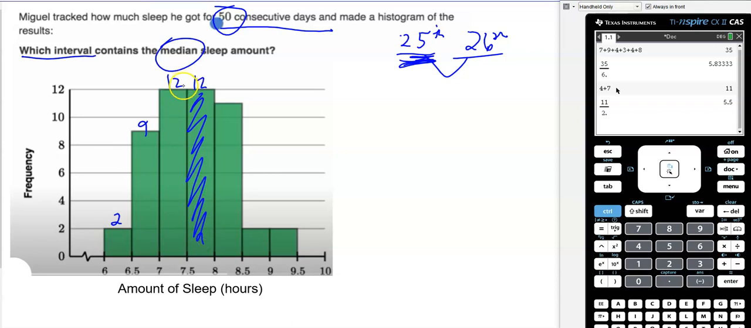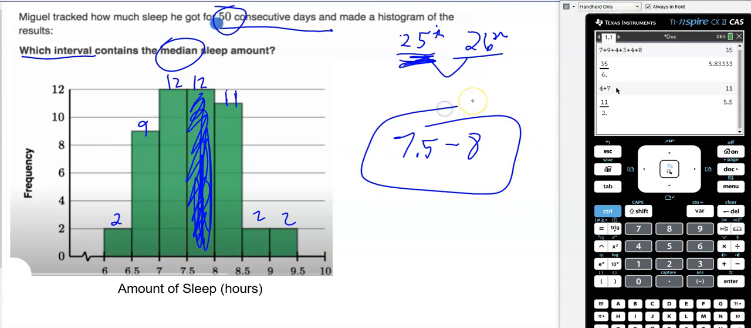Because 21 plus 23 plus 3 and 4 would definitely be in this one. You could have counted from the other side. 2 and 2 and 11 is 15. So 15 plus 12 is 27. So the 25th and 26th terms would be in this column, between 7.5 and 8, somewhere in that range. That interval would be where it is.